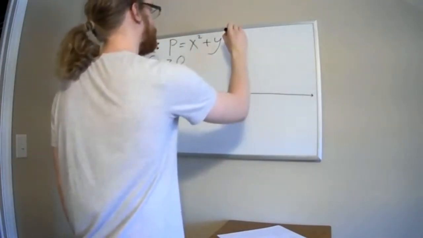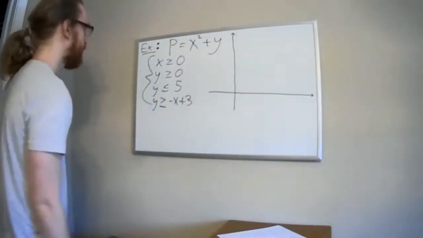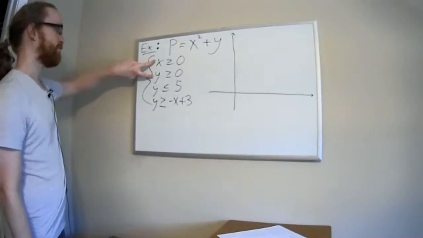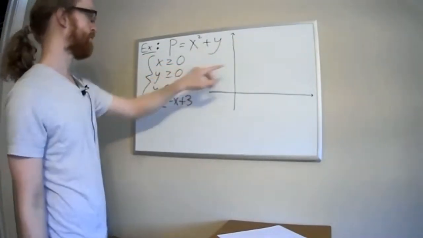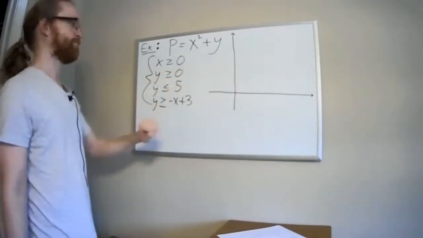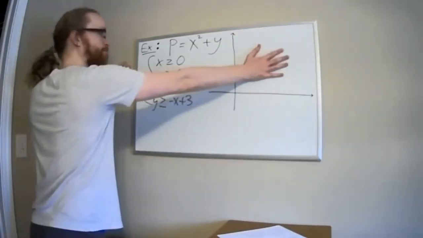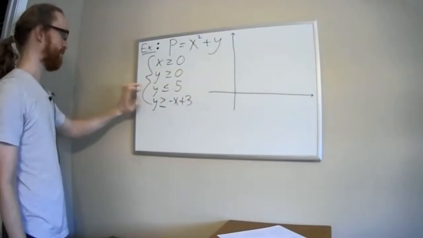So here are my axes. Okay, so again, these two together tell me that I'm in the first quadrant. I'm to the right of the y-axis, and I'm above the x-axis. So I know I'm up here again. But I have these other ones I have to take care of.